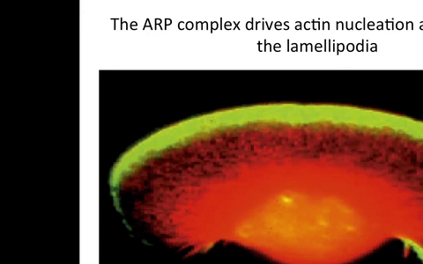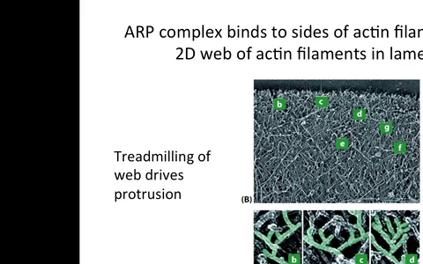You guys saw this once already, right? So the ARP complex drives actin nucleation at the front of the lamellipodia, at that leading edge. So the red is actin, the green is ARP, and where you see yellow, you've got both actin and ARP. There's a huge amount of actin and ARP nucleating actin webs. And so remember that ARP complex is binding to the sides. You're getting this kind of two-dimensional web of actin. And this is electron microscopy showing actually how that web of actin looks. Looks like a web of actin.